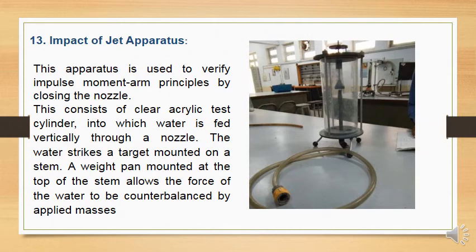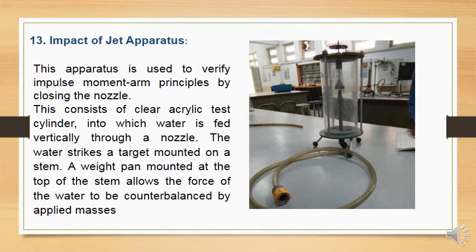Okay, so jet, I have told you that if you are going to suddenly reduce the diameter, the nozzle becomes very small, and then you are going to find out the pressure and the flow. It is going to be called the impact of jet operators. This operator is used to verify the impulse momentum principle by closing the nozzle.